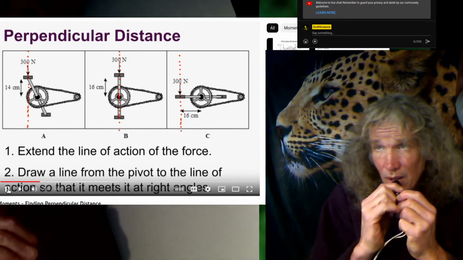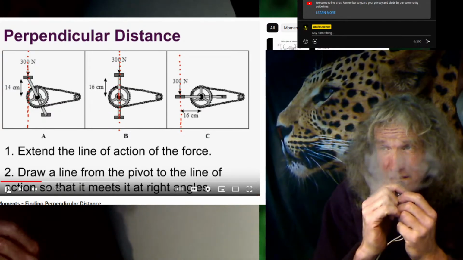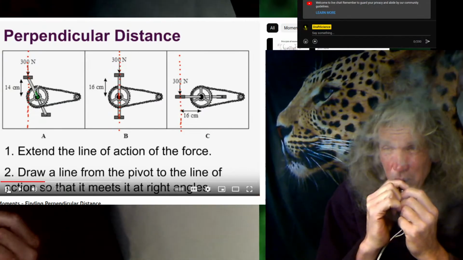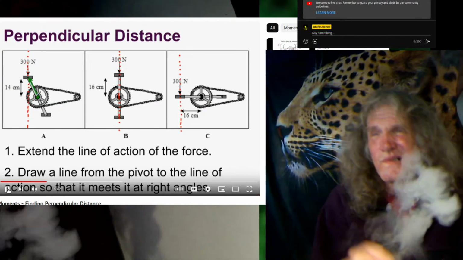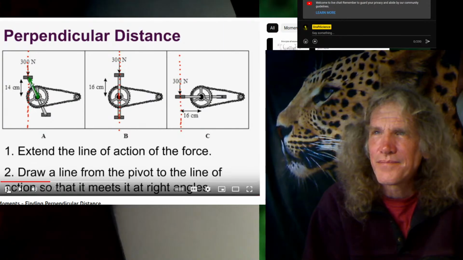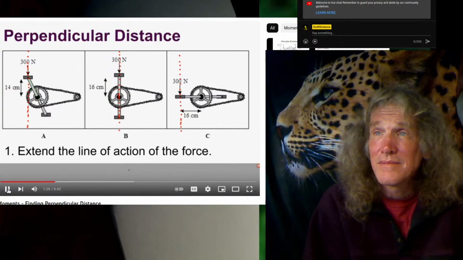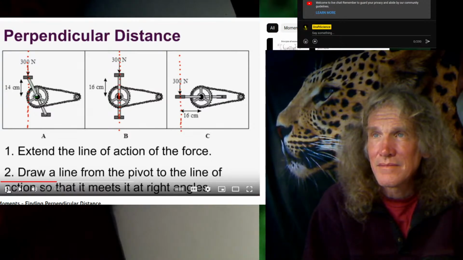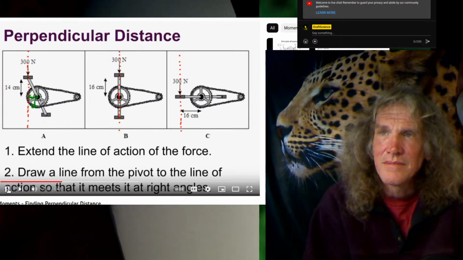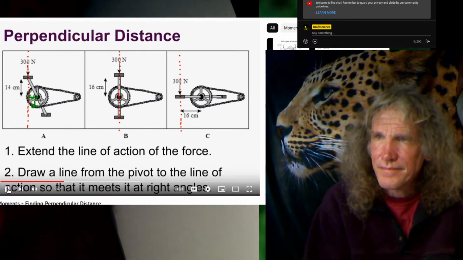You want to draw a line from the pivot to the line of action so that it meets it at right angles. So if I go from the pivot here to the line of action, I want that line that I've just drawn to meet the line of action at right angles. Now this one has not met it at right angles, so that is not the perpendicular distance. Okay, let's get rid of that. This line here does meet it at right angles. That is the perpendicular distance. So this would be the perpendicular distance D, which goes from the pivot to the line of action of the force and meets it at right angles.